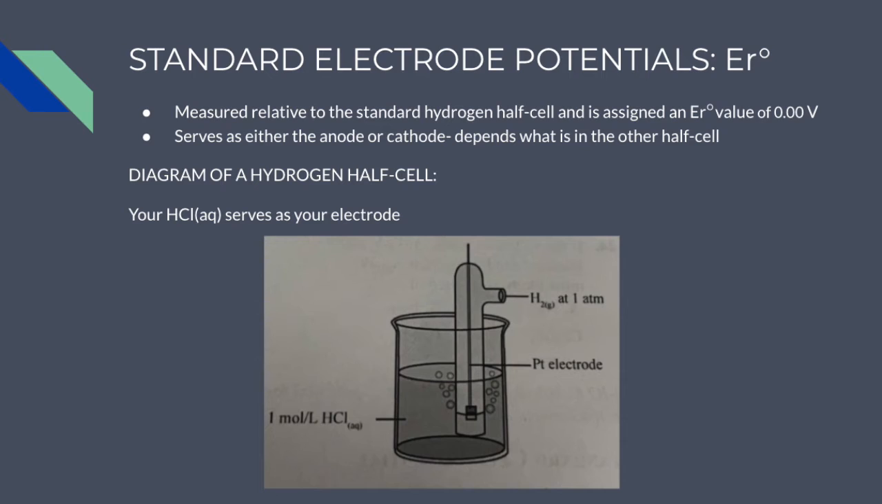The next thing I'm going to talk about is standard electrode potentials, or in other words, standard reduction potentials. The standard hydrogen half cell contains a solution of 1.00 moles per liter of hydrogen, and the hydrogen half cell is assigned a standard reduction potential value of 0.0 volts. This serves as either the anode or the cathode, depending on what the other half cell is. And here's a diagram of the hydrogen half cell. Your HCl serves as your electrode. The importance of the standard electrode potentials is that it is useful in determining the direction of a reaction.